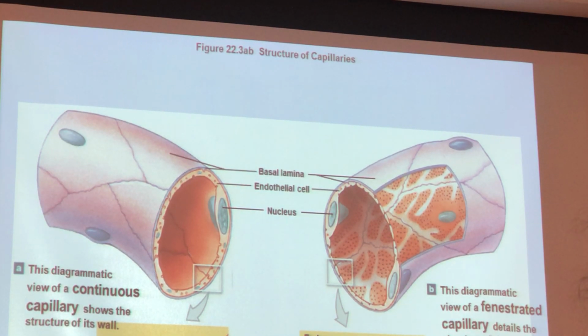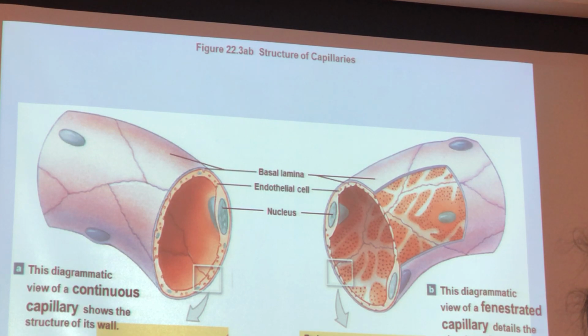All right, let's look at number 3, which is continuous capillary versus fenestrated capillary. A continuous capillary is the most common in your body, and the cells just join up together and form a continuous capillary. So basically, in contrast to a fenestrated one, this has regular pores in it. There are these regular larger openings that accommodate the movement of larger molecules, okay?